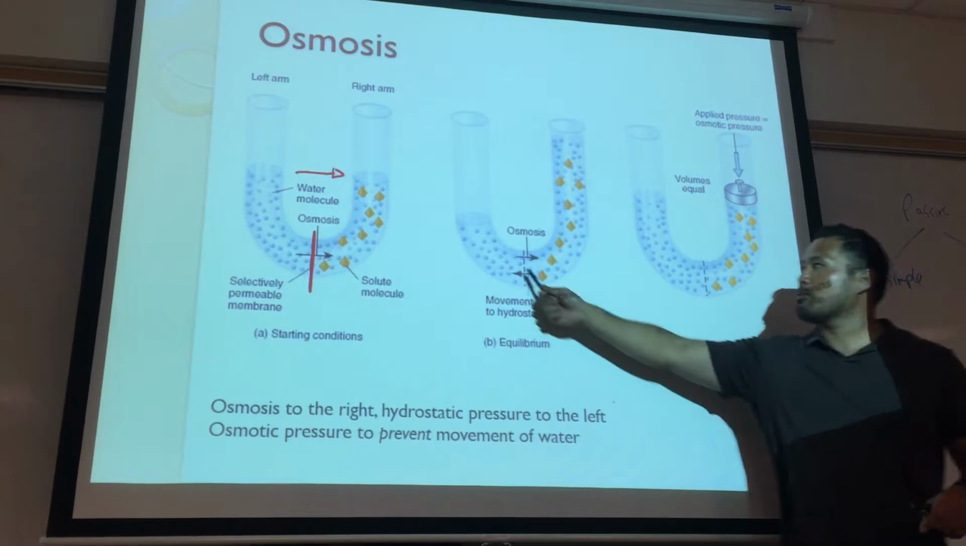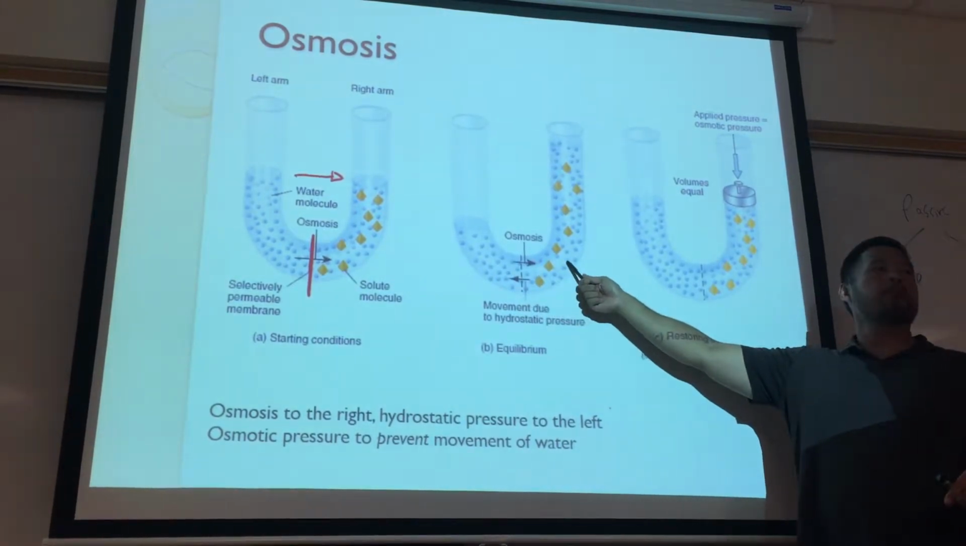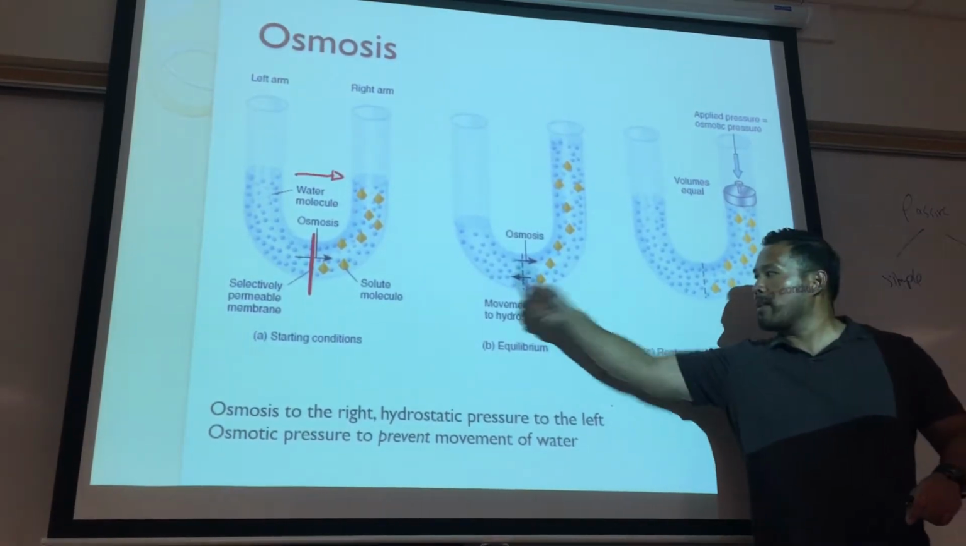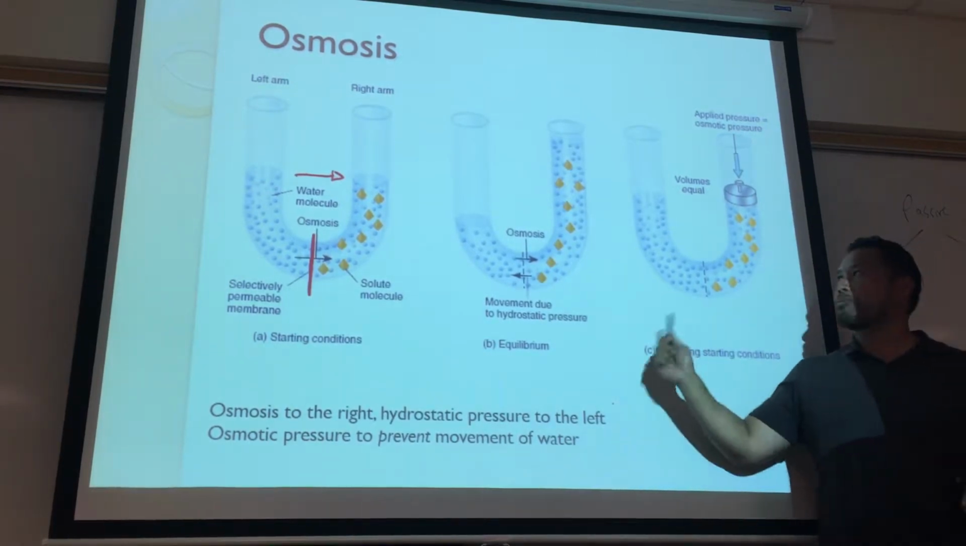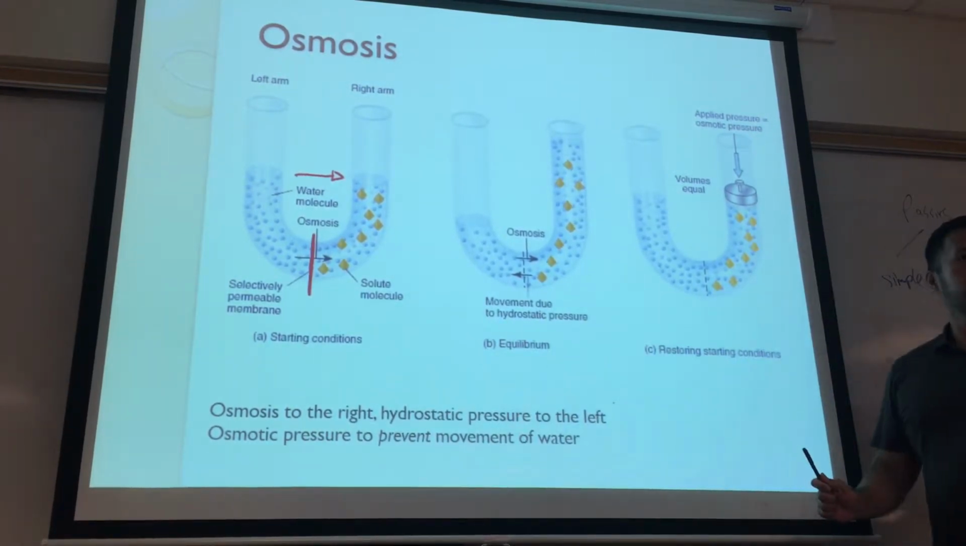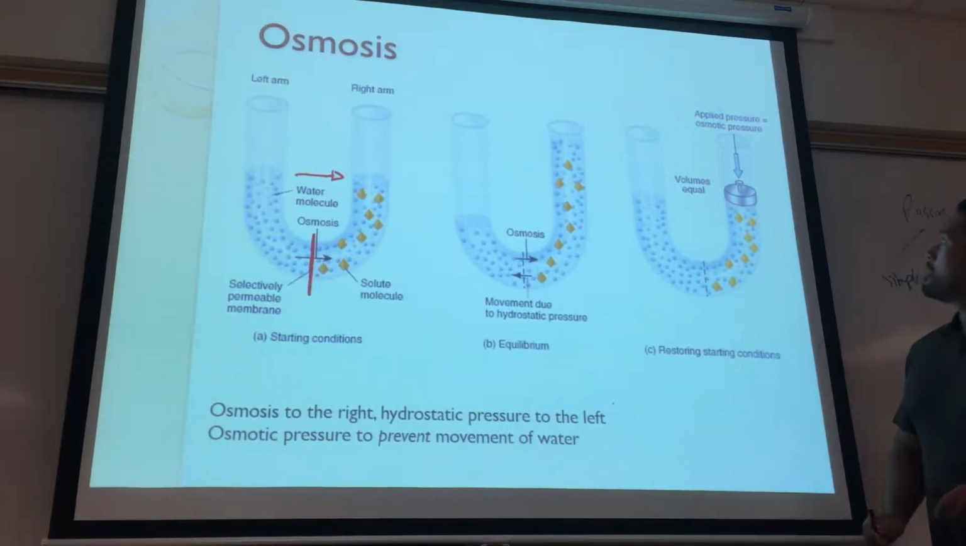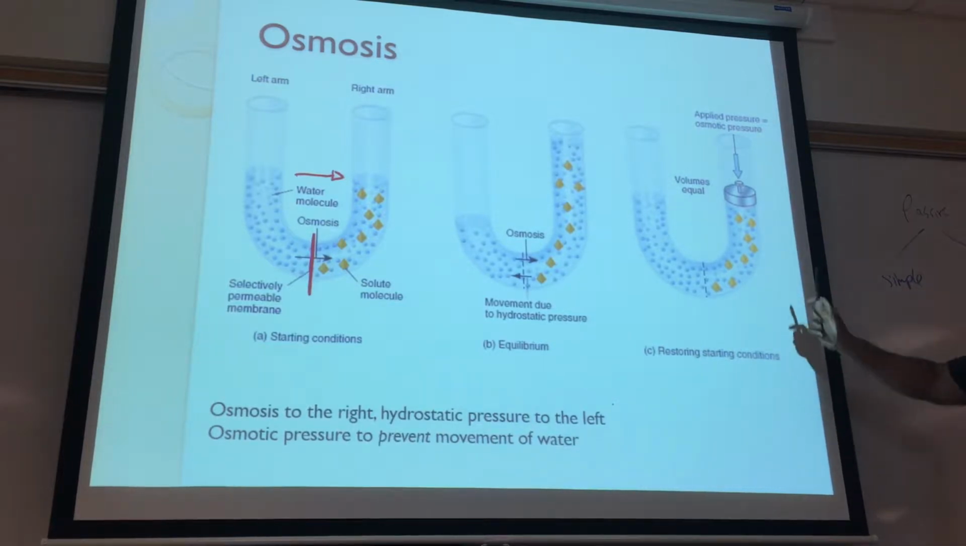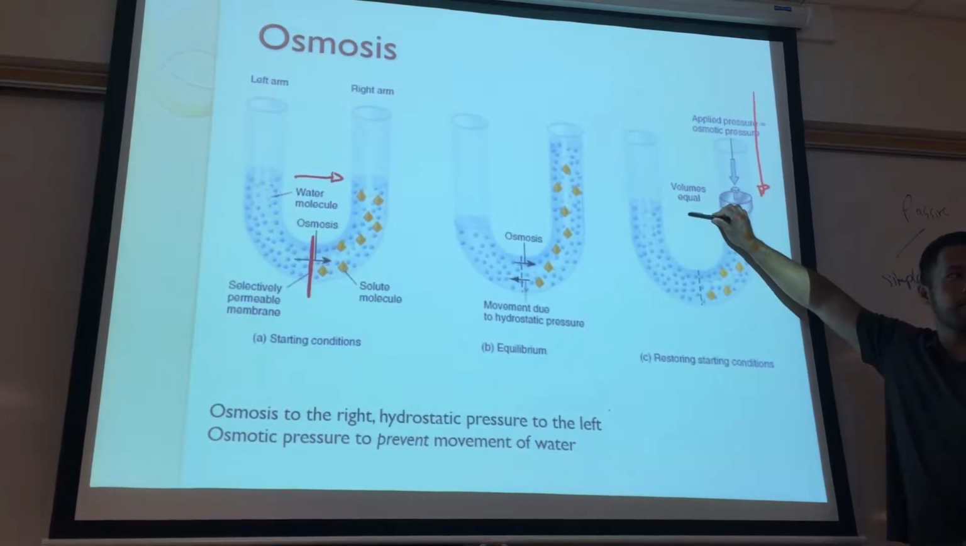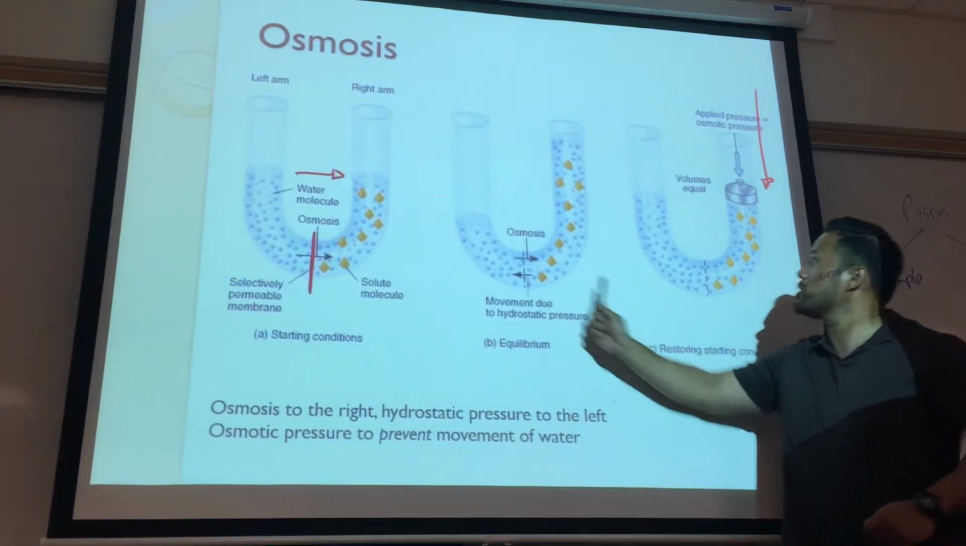meaning that the osmotic pressure, the tendency of water to move to the right, is countered by that of the hydrostatic pressure that's pushing to the left. So this is at equilibrium. Now, looking at this concept right here, the one on the right is what's employed to restore starting conditions. And this pressure is the osmotic pressure. This is the pressure that's exerted to push that volume back. It's a resistance to osmosis.